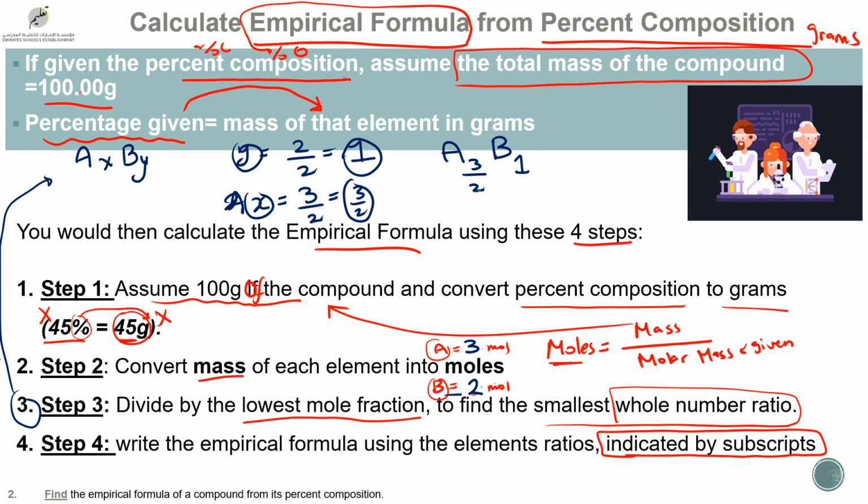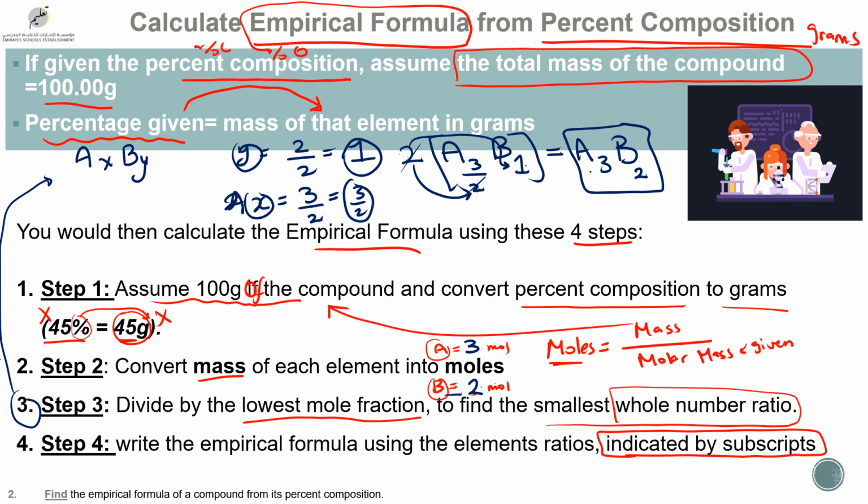We have to get rid of the 2 here. So what do we do? We multiply all of this by 2. If we multiply this by 2 here and here, this one will go with this one, and 2 times 1 is 2, so you will get A3B2. Okay, this is just an example. Sometimes you will have 5 over 2 or 7 over 2. If we have a fraction in step 3, we have to get rid of it by multiplying the whole formula by the numerator of this fraction.